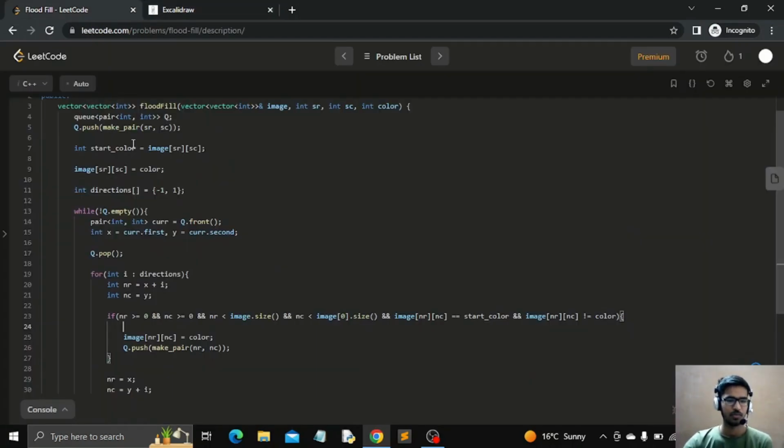This is the C++ code. Here I have initialized a queue where we will store pairs of x comma y coordinates of each cell, and in the beginning I am pushing the coordinates of the start cell, which will be given to us. Here I have taken a variable start color, which will keep the color of the starting cell, and then I am changing the color of the starting cell to the new color which is given to us. And in order to check for the neighbors of each particular cell, I have taken this array, and in a while you will get to know what's the use of this. Now while our queue is not empty, we will perform our BFS.